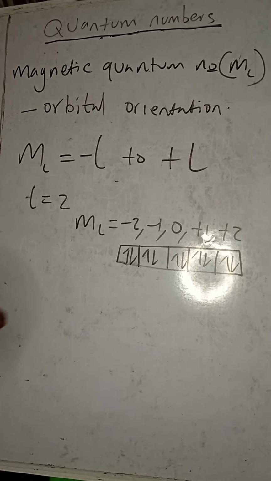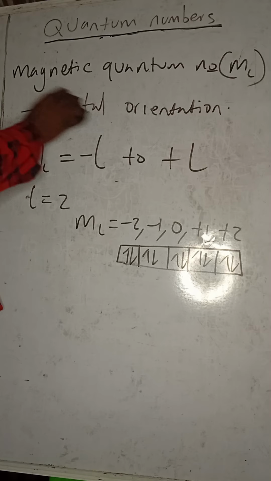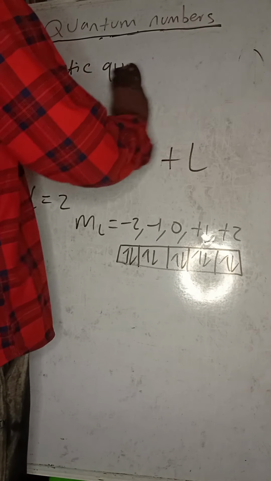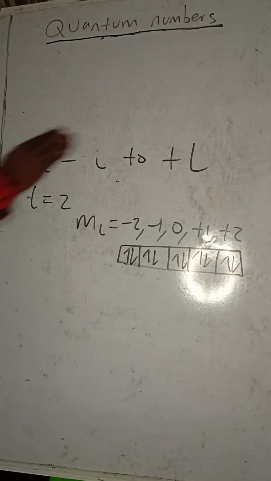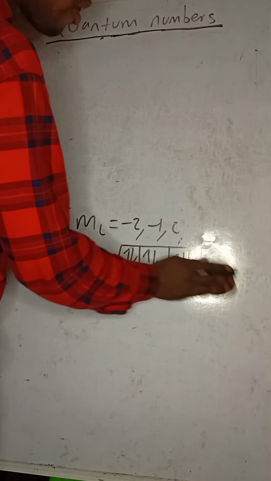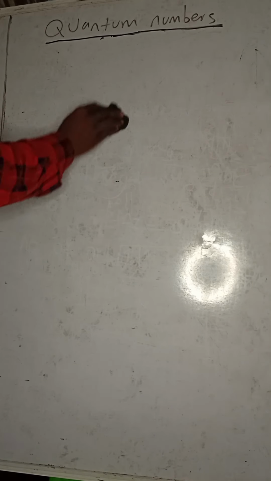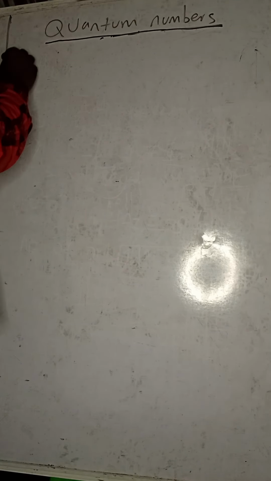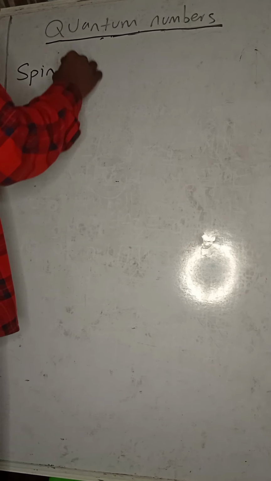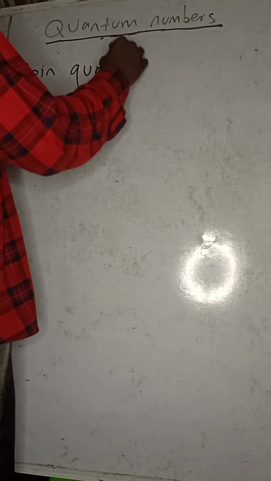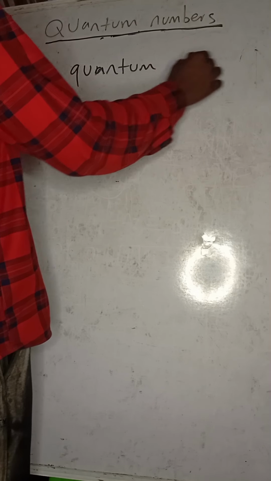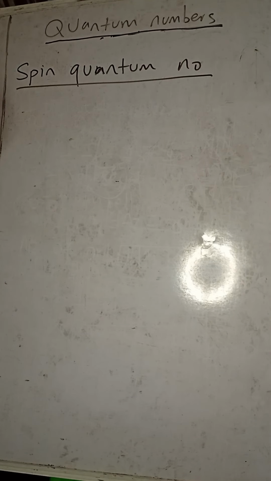The last quantum number we're going to look at is the spin quantum number. It shows us the direction of the electron in every orbital. So what does the spin quantum number tell me? It shows me the direction of the electrons.